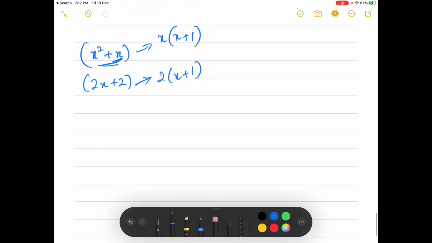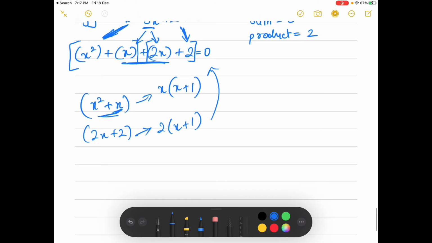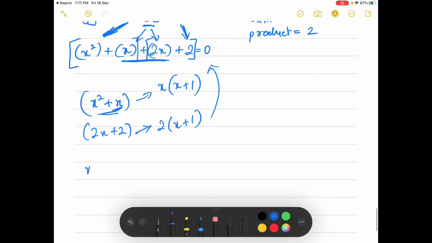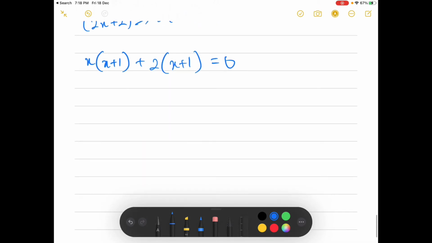Now let's put them here. So we get x times x plus 1 plus 2 times x plus 1 gives us 0. Now x plus 1 is common, so we take it as one unit and put the rest in a separate bracket.